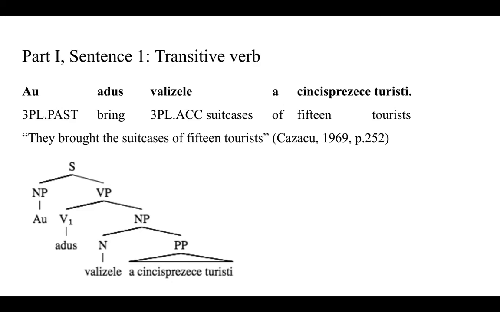The first contains a transitive verb. They brought the suitcases of 15 tourists. Here, the transitive verb adus, bring, takes the object suitcases, valizele.